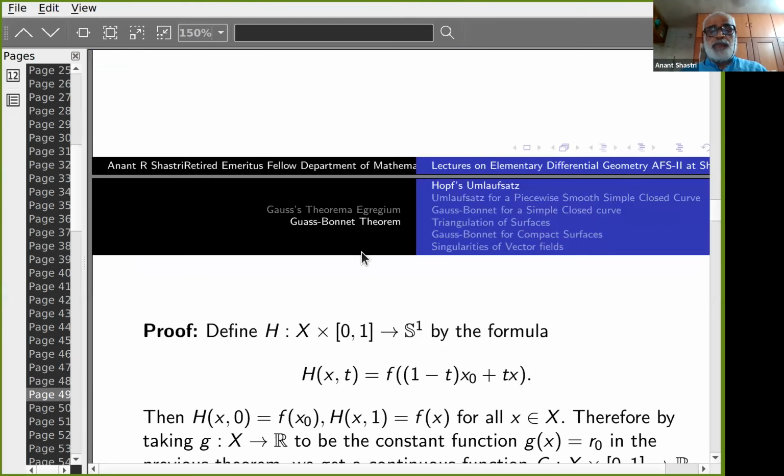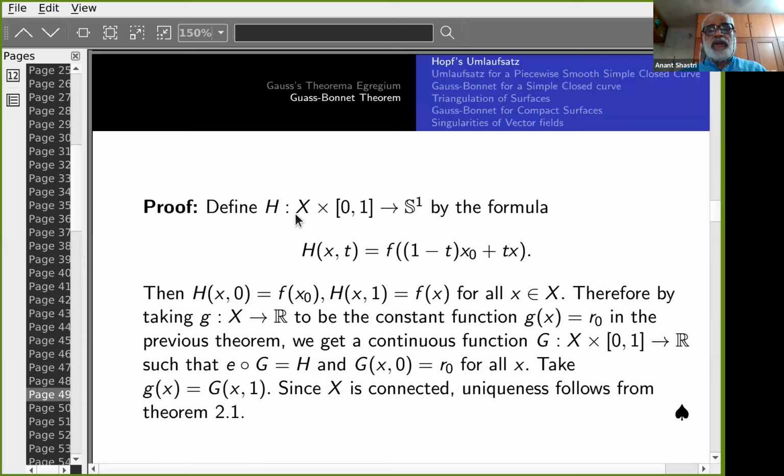So having that property allows us to define a function capital H from X cross [0,1] to S^1 by this formula. It is f of something. What is that something? You have fixed one point x0, remember that. So look at the line segment x0 to x. It can be parameterized as (1 minus t) times x0 plus t times x. When t is 0, this is x0. When t is 1, it is x.